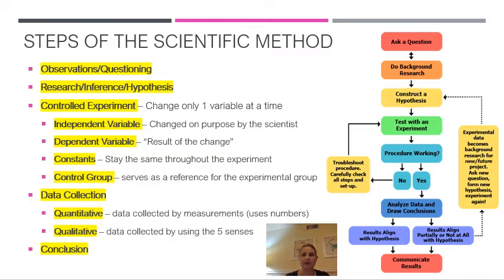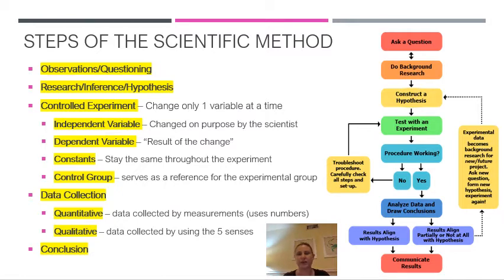The independent is the one that the scientist changes on purpose. I like to remember independent starts with an I because I'm going to change it. I'm the scientist. I'm running the experiment. I'm going to change this variable on purpose. The dependent variable is your result, what you're going to measure at the end. And then the constants are things that stay the same throughout the experiment.